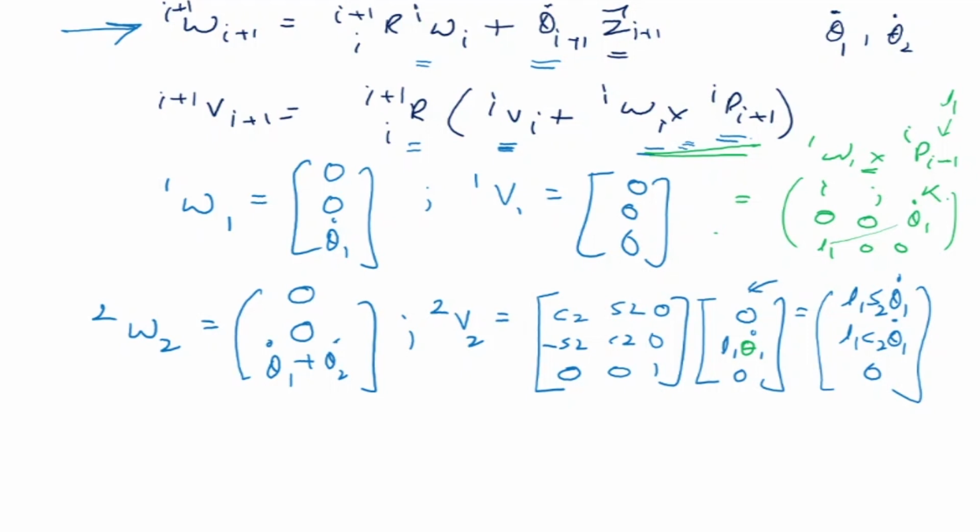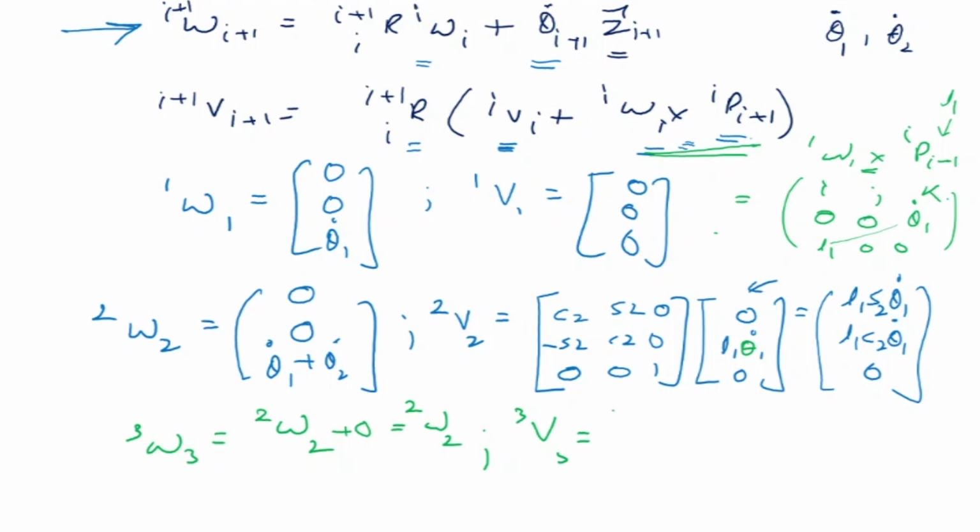What about the angular velocity of joint 3? Omega 3 is equal to the angular velocity of the previous joint, omega 2, plus its own velocity, which is 0. So this becomes equal to omega 2. What about the linear velocity of joint 3, which is equal to r?